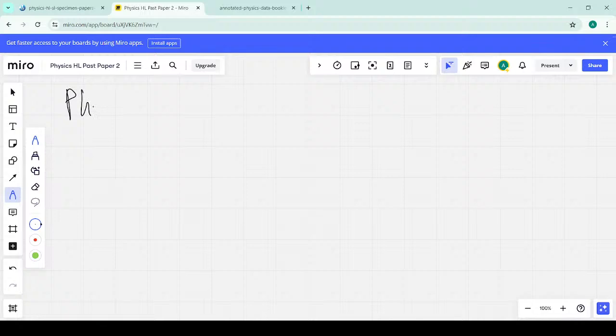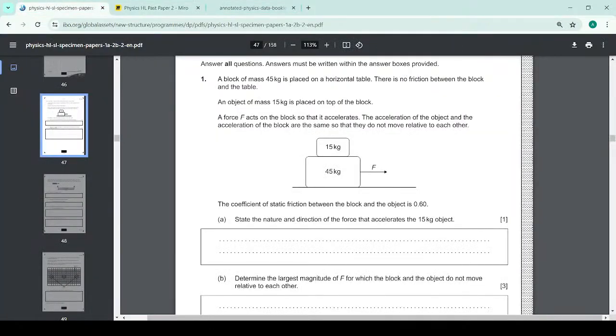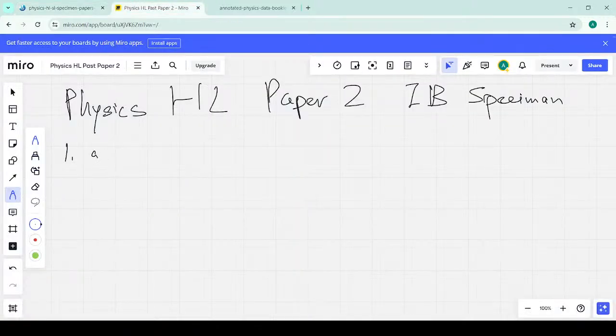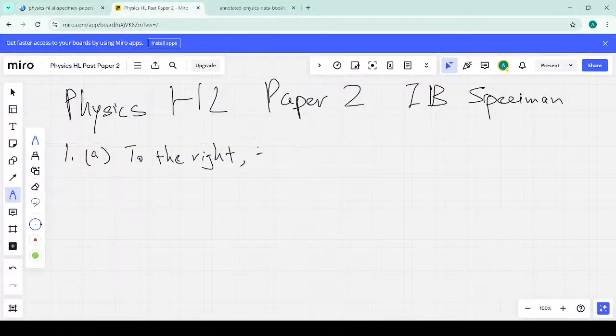This is an IB specimen paper. Okay, state the nature and the direction of the force that accelerates the 15 kilogram object. So the 15 kilogram object is obviously accelerating with the 45 kilogram object, so its direction is obviously to the right. And there's only one contact that could possibly be providing this force, and therefore it must be the static friction force.